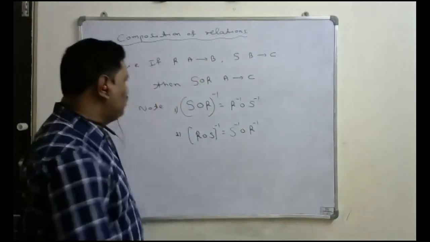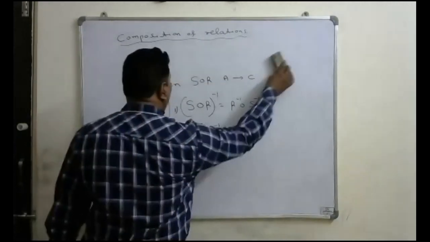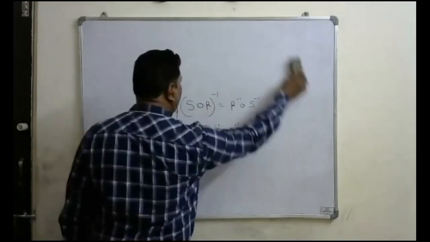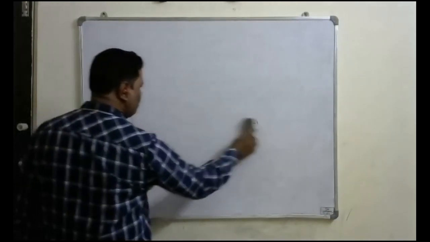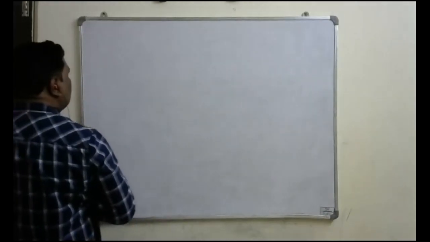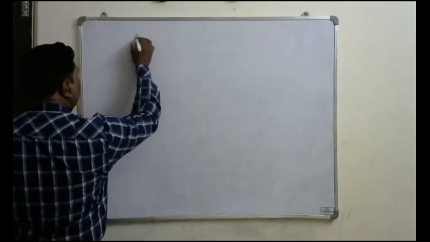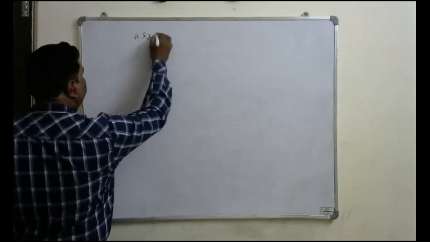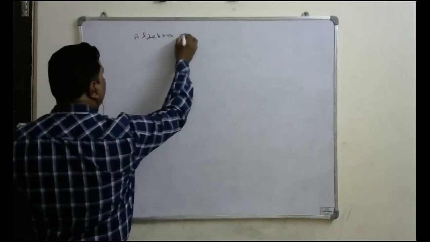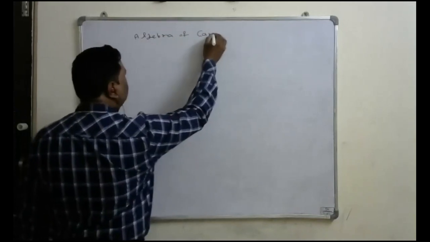So in this relation, here we have to remember some formulas about the Cartesian product also. So that is the algebra of Cartesian product.